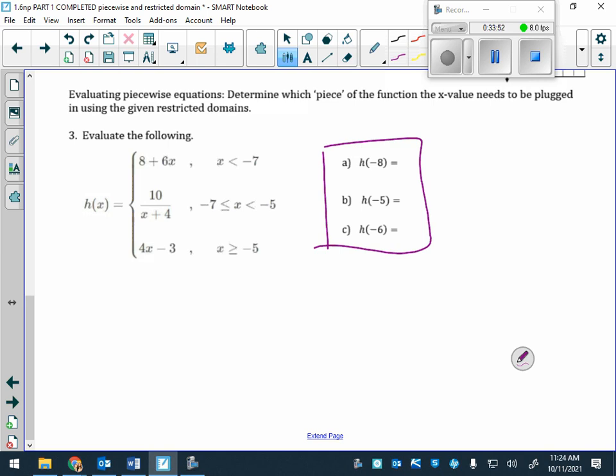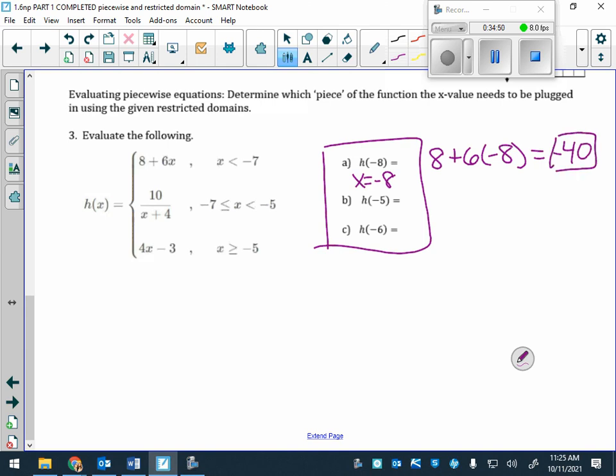So for example, if I want to get h of negative 8, so that means x equals negative 8, which one would I use? What domain does negative 8 fit into? First, second, or third? Yeah, Sam. The first one, negative 8 is less than negative 7. So that means in order to evaluate, I am substituting in negative 8 into that equation because that's where it fits to get my corresponding y value, which would be what? Campbell? Negative 40. Good.